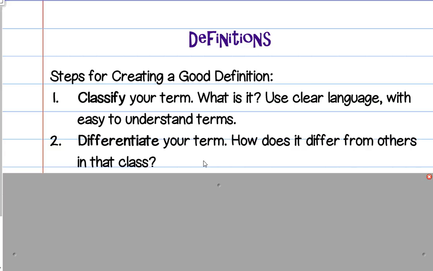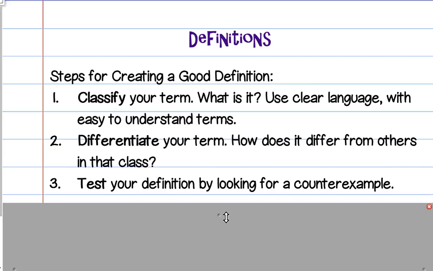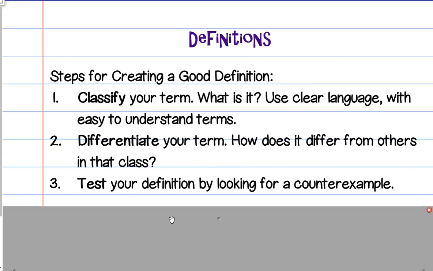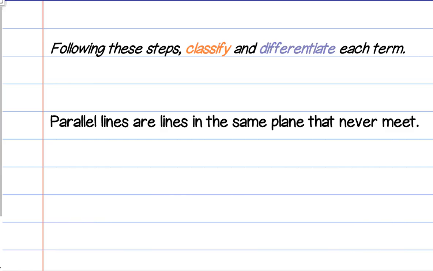So if you're talking about a triangle, maybe you need to be more specific about what type of triangle you're defining, okay? The last step is to test your definition by looking for a counterexample. And I'll come back to counterexample at the end of this video, okay? All right, so let's look at an example for this.